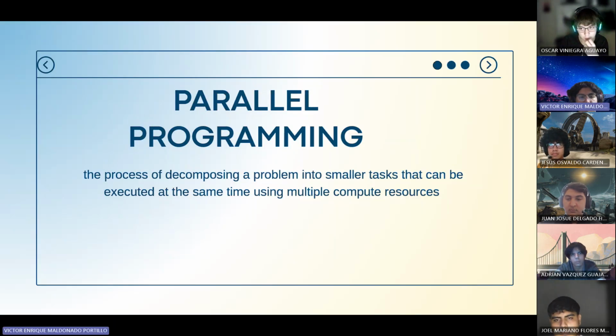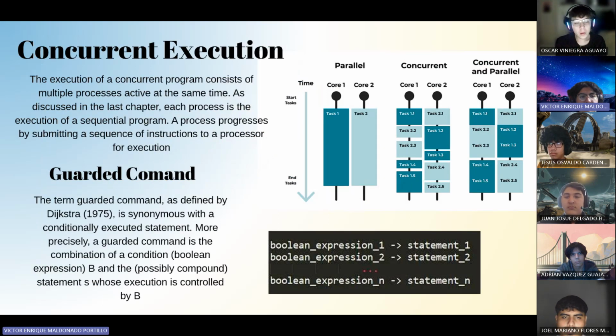Parallel programming. The process of decomposing a problem into smaller tasks that can be executed at the same time using multiple compute resources. Concurrent execution. The execution of a concurrent program consists of multiple processes active at the same time, as discussed in the last chapter. Each process is the execution of a sequential program. A process progresses by submitting a sequence of instructions to a processor for execution.